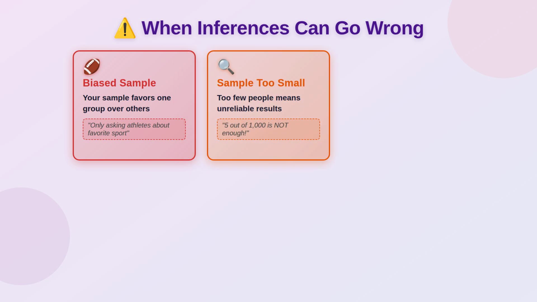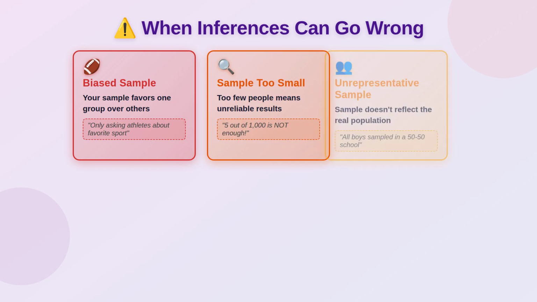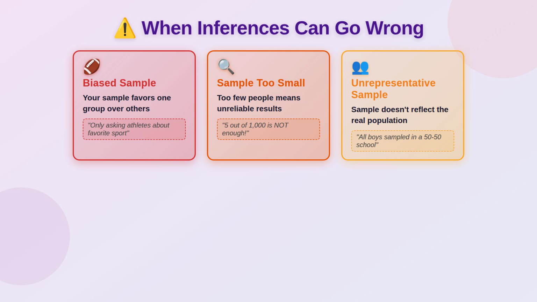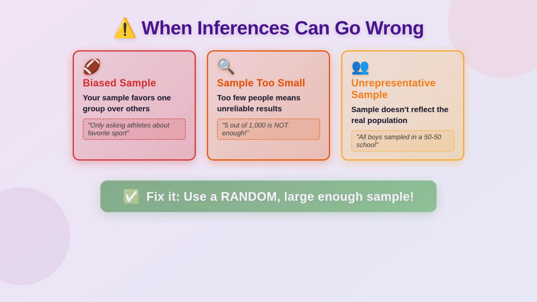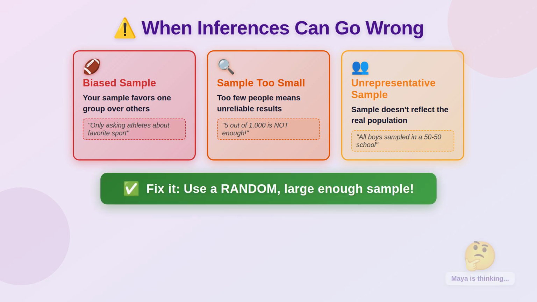Maya is getting really good at this, but let's pump the brakes for a second. Inferences aren't perfect, they're predictions, not guarantees. A few things can make your inference less accurate. First, a biased sample, like only asking athletes about their favorite sport.